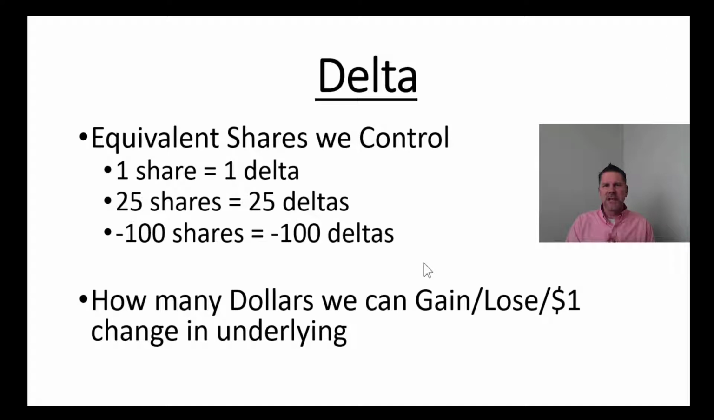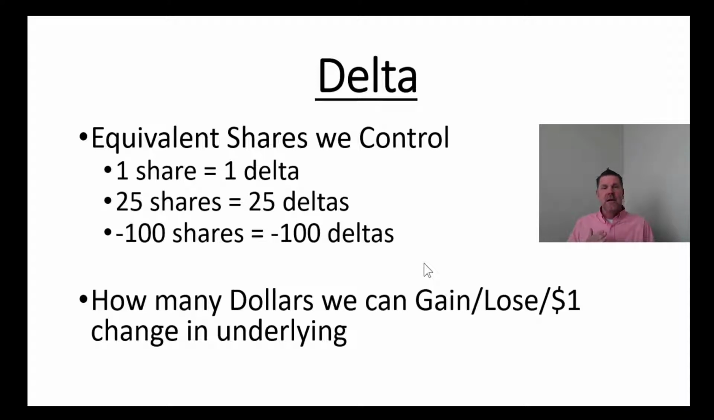Delta can also give us the equivalent shares that we might control. So think about stocks that you go out and buy. If you were to buy one share of a stock, that one share equates to one delta. If you buy 25 shares of a company, that's the same as having 25 deltas. What about shorting shares of a company? If you short 100 shares of a company, that creates negative 100 shares in your portfolio. That's the equivalent, at that point in time anyway, of negative 100 deltas.